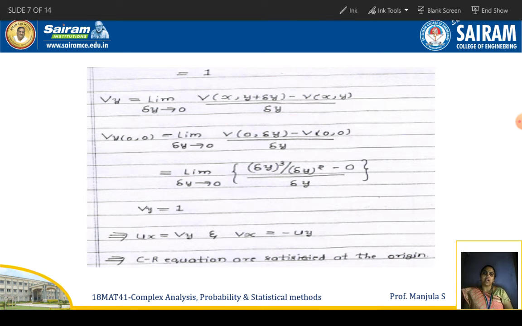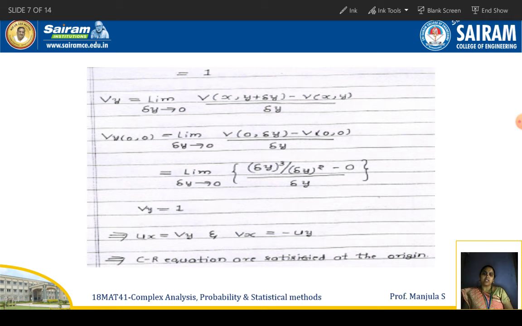Now we'll find the last one, that is vy. Limit del y tends to 0. The basic definition is v of x comma y plus del y minus v of x comma y divided by del y. So vy at the origin, 0 comma 0, can be written as limit del y tends to 0, v of 0 comma del y minus v of 0 comma 0 divided by del y. Limit as del y tends to 0, del y whole cube by del y square minus 0, divided by del y. Both numerator and denominator get cancelled. We are getting the value of vy as 1.